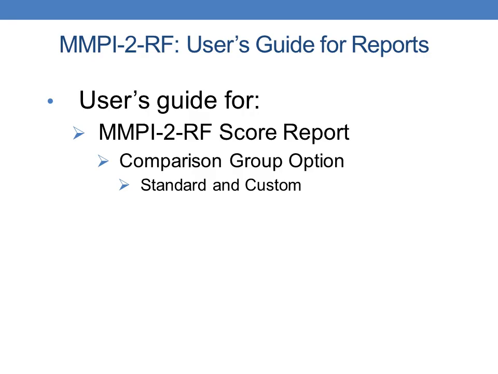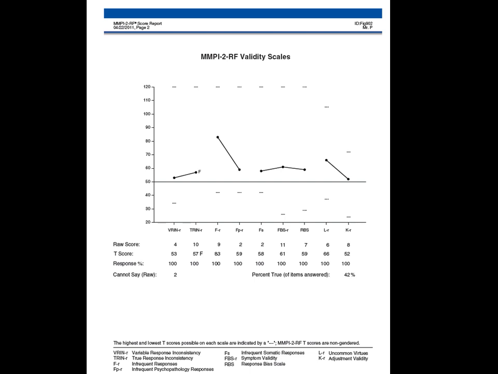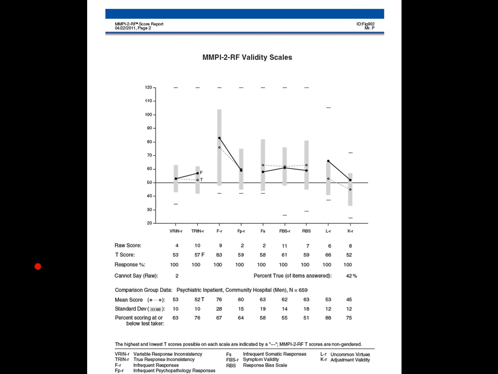Now, earlier I said we have all these comparison groups, right? You remember me showing this slide. A really neat feature is that you can select any one of these and plot it against your client's MMPI. So this is the same case. This is no comparison group selected. If we select, in this case, the psychiatric inpatient community hospital men, we have 600-and-something. And what you're getting is the same black line. So this is still your client here, but then you get this darker or lighter gray dashed line, which shows the mean score in that comparison group, and then plus and minus 1 standard deviation.